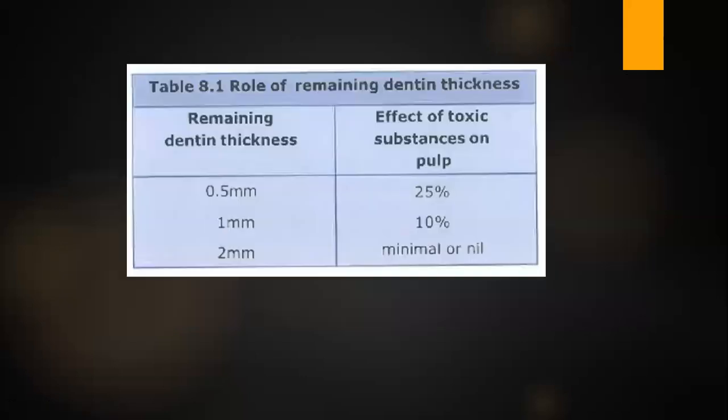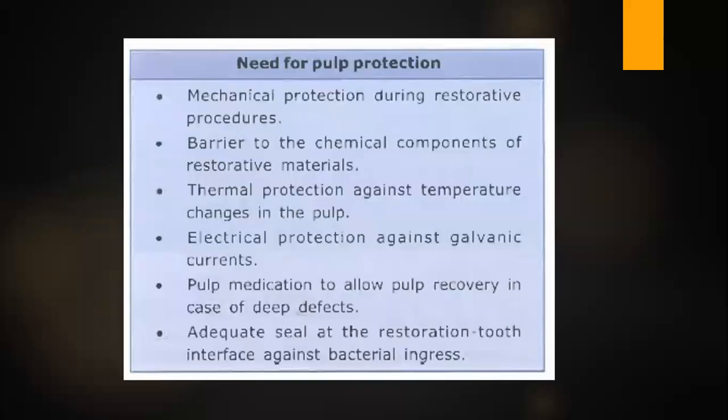Then, role of the remaining dentin thickness and effect of toxic substances on the pulp. If the remaining dentin thickness is 0.5 mm, the effect of toxic substances is 25%. If the RDT is 1 mm, the effect of toxic substances is 10%. And if the remaining dentin thickness is 2 mm, then the toxic substances effect will be minimal or nil. Then, need for pulp protection.